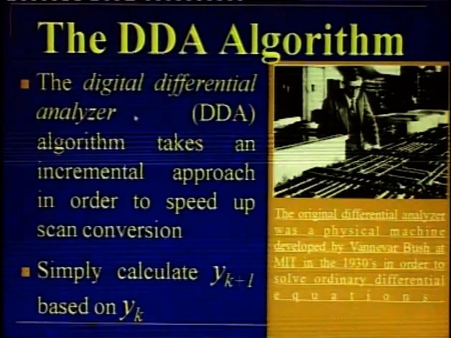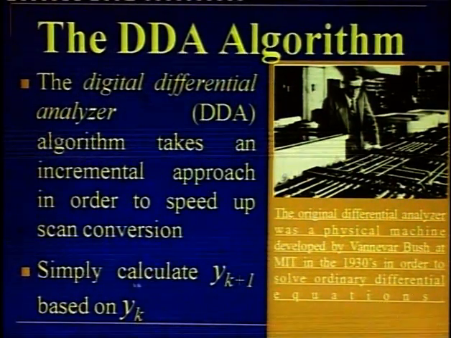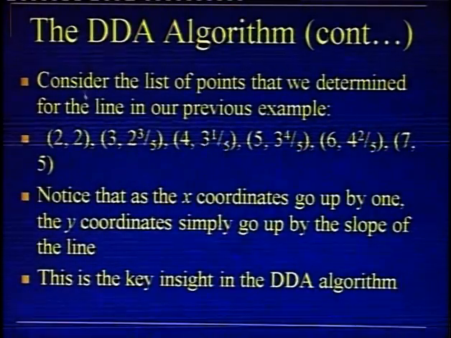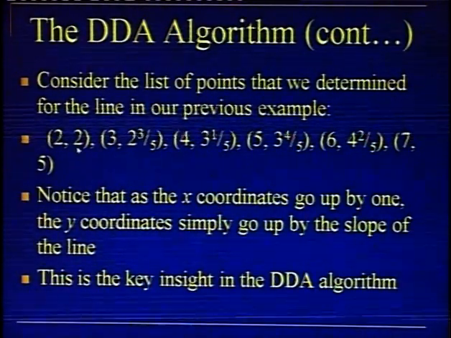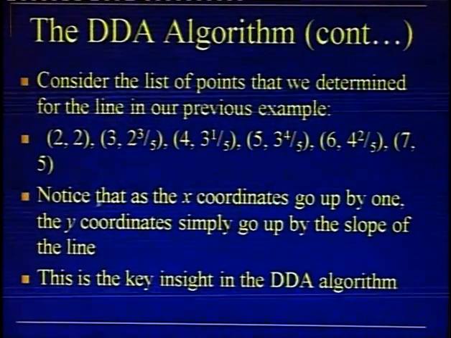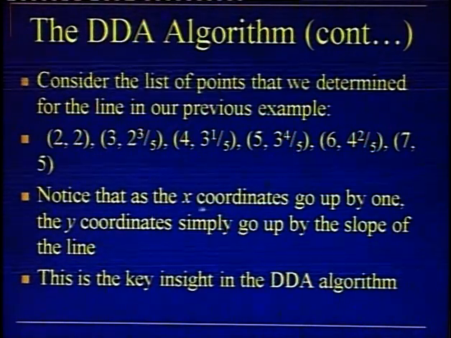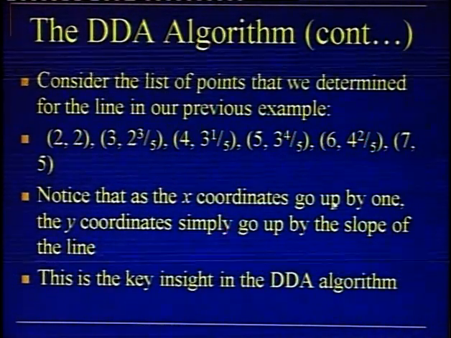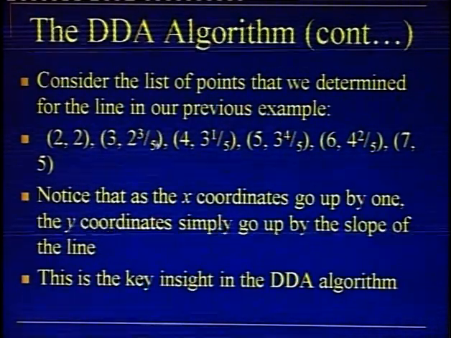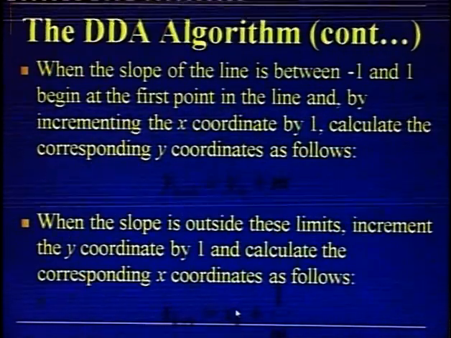DDA takes an incremental approach in order to speed up the scan conversion. Simply calculate yk plus 1 based on yk. Consider the list of points: these are the points 2, 2 and the last point 7, 5 from the previous example, and these are the calculated points. Notice that as the x coordinate goes up by 1 unit, the y coordinate simply goes up by the slope of the line, 3 by 5. This is the key insight in the DDA algorithm.